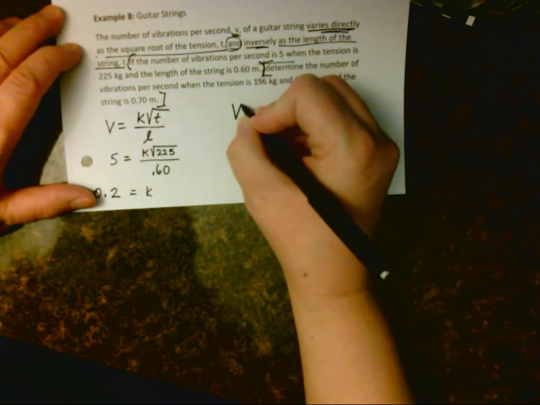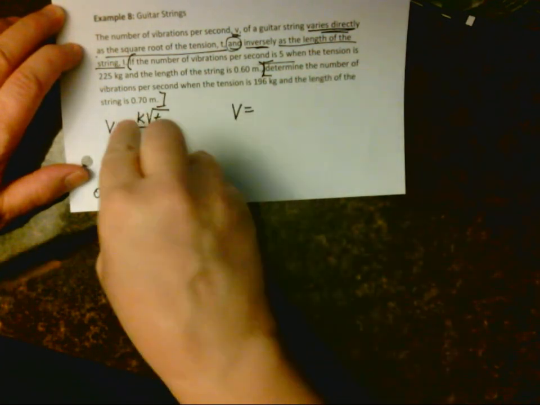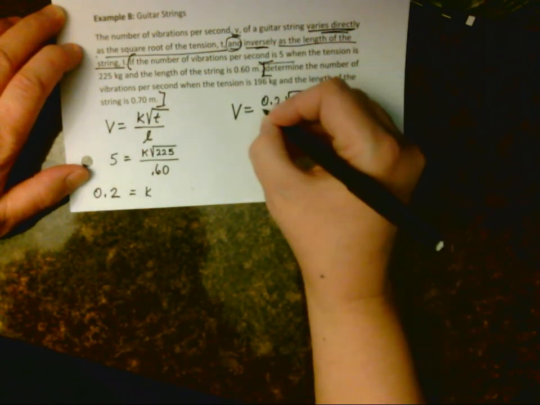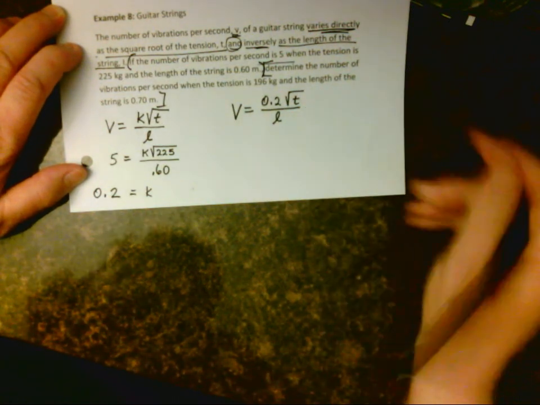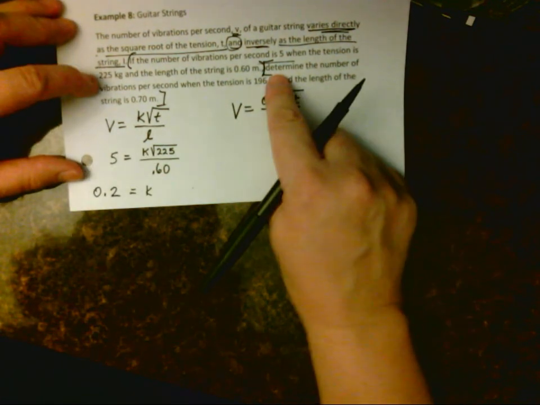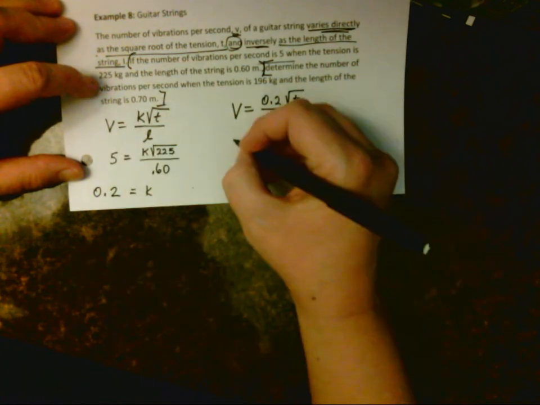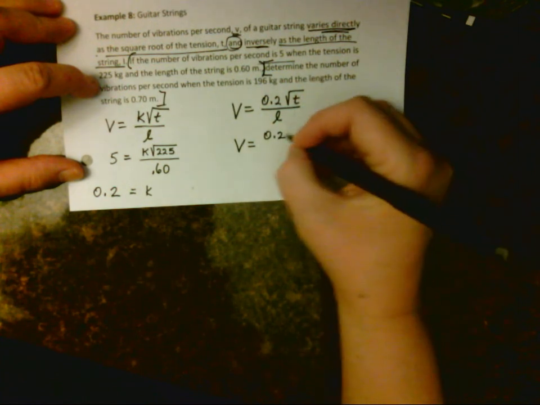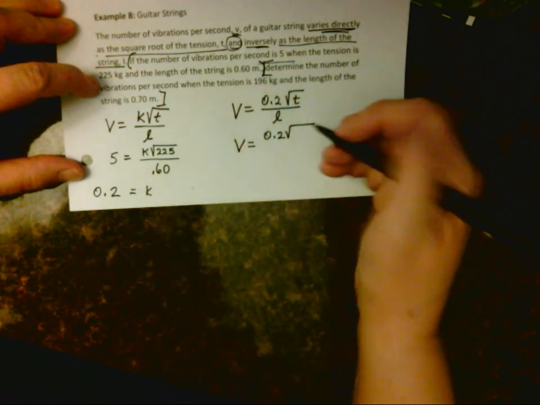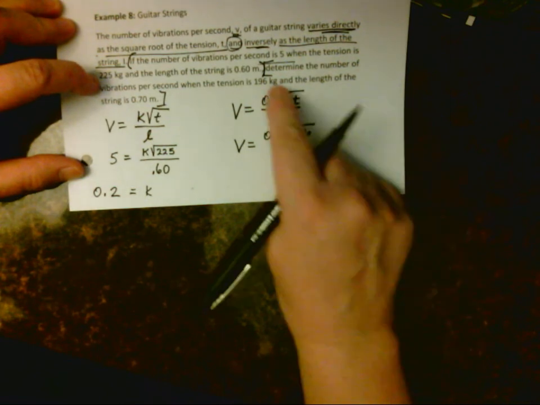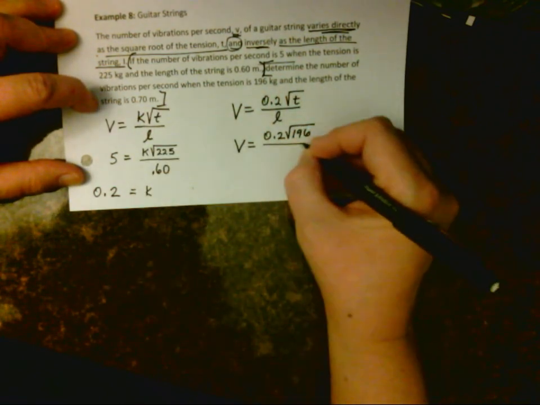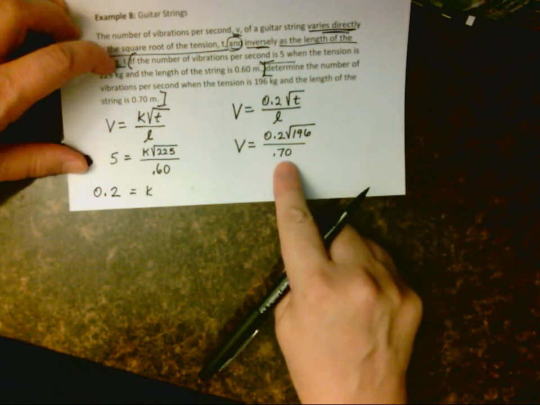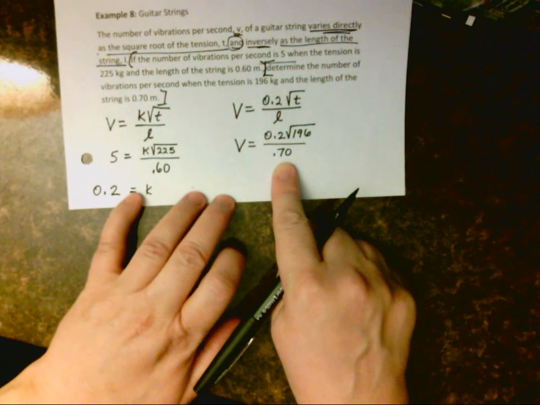Now we're going to go over here and we're going to put in the value of K for K, which is 0.2, the square root of T, all divided by L. And now we take the second set of values, determine the number of vibrations. I'm looking for V. Now I need for T, which is the tension. The tension is 196. And the length of the string is 0.70. So square root 196 multiplied by 0.2 and divide by 0.7.